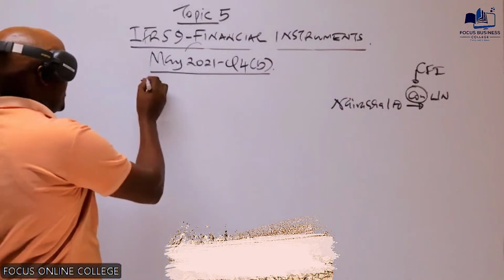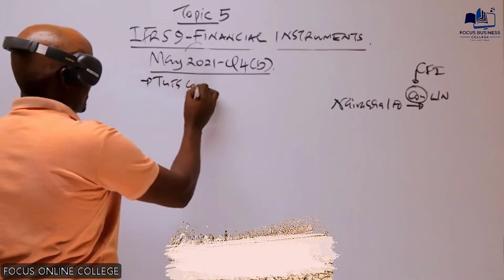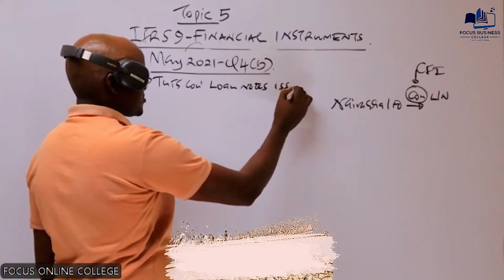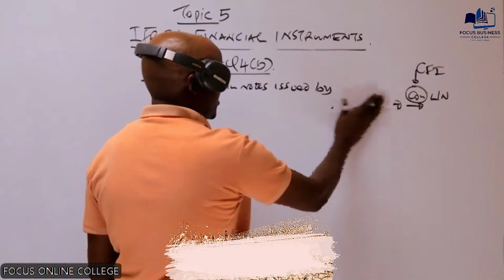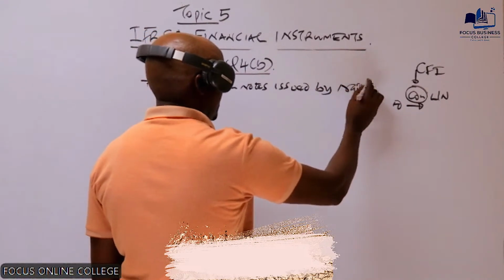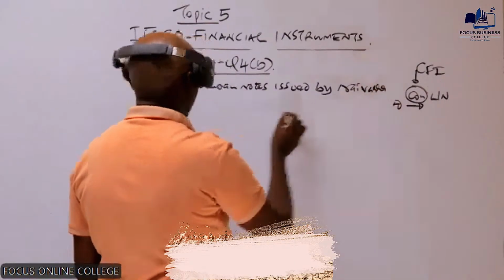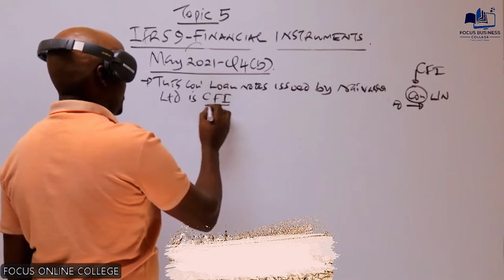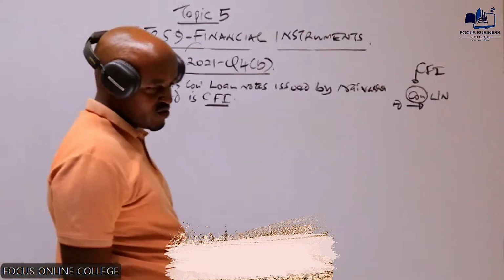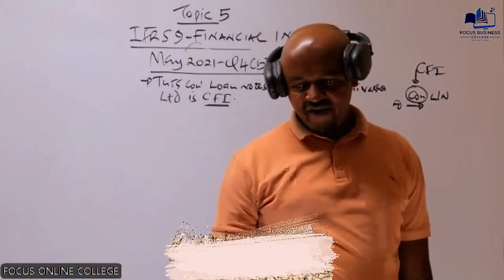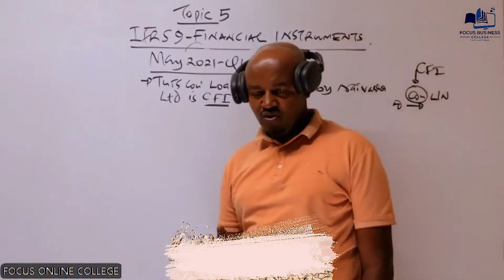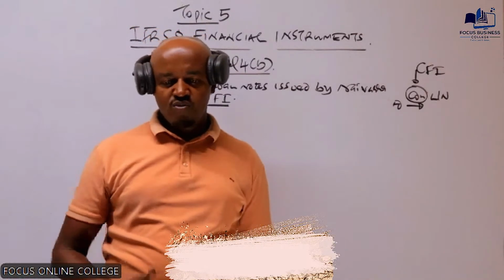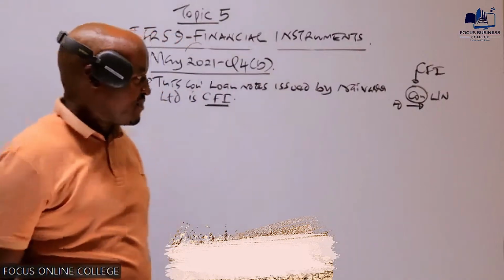So here we can say that these convertible loan notes issued by Naivasha Limited are a compound financial instrument. Having known that, you need to recall what we have said: according to IAS 32, on the date of the issue, the company should split the equity component and the liability component.